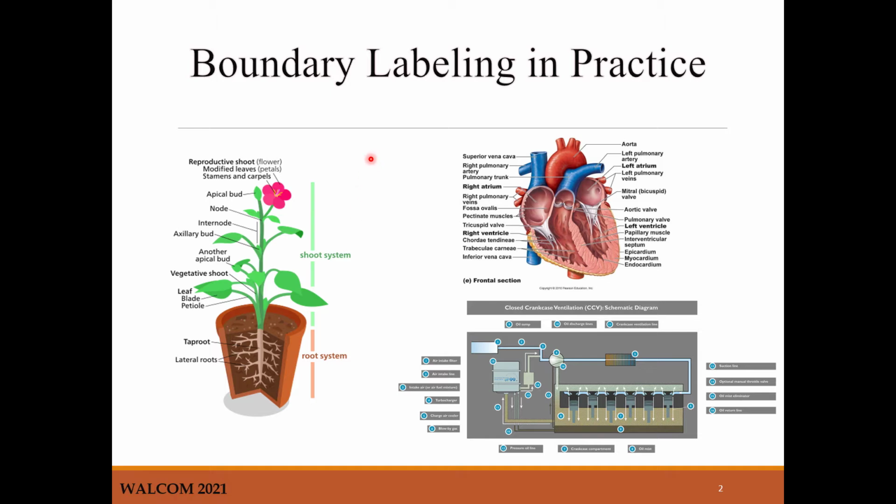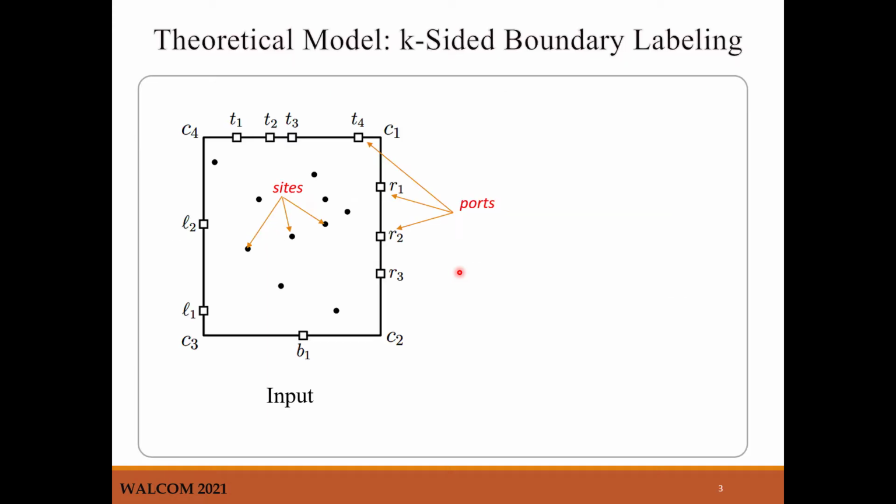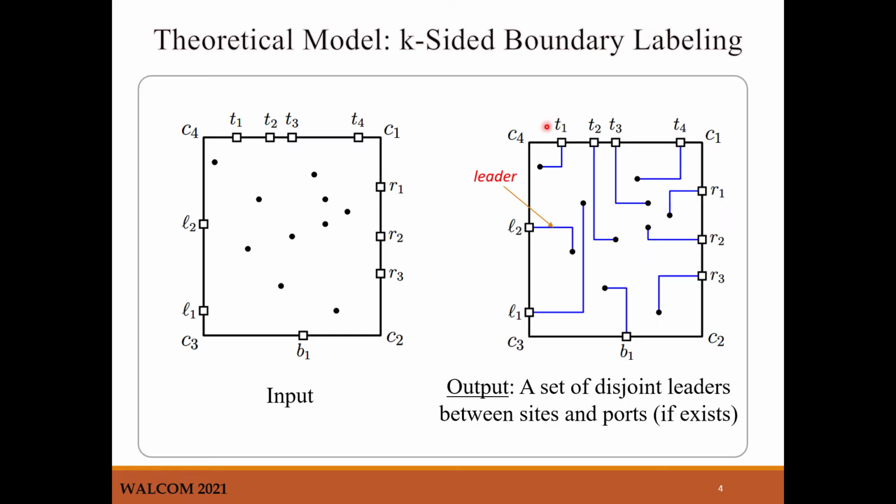The boundary labeling problem actually models all this diagram labeling in a simple setting. So you have ports along the boundaries and you have the same number of sites inside the rectangle. And our goal is to figure out an assignment of the ports to the sites. As we can see here, we have one leader for each pair of port and site, and the leaders are disjoint. No one is crossing another one. So we need a set of disjoint leaders between sites and ports.